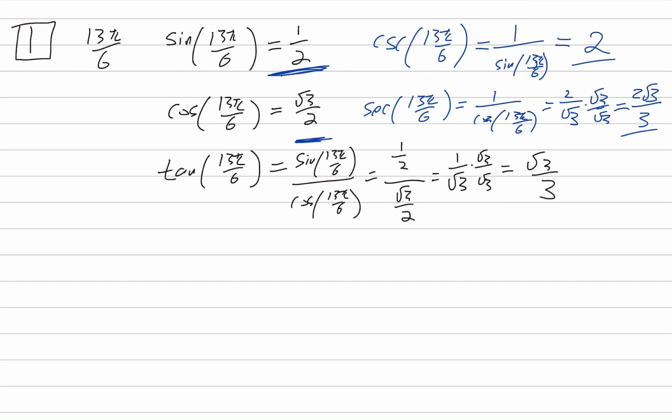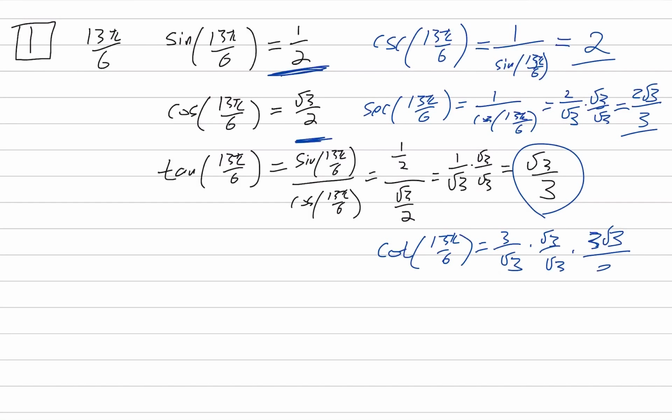It's multiplying by 1, so it's not changing the quantity, but we're just changing how it looks. Okay. Then cotangent, as you can see, will be the reciprocal of this, 3 over square root of 3. Rationalize, 3 square root of 3 over 3, right? Which we can simplify to square root of 3. So that's number 1. So number 1, if you struggle with this material, make sure to review Module 2. This is from Module 2, Introduction to Trigonometry. Okay.